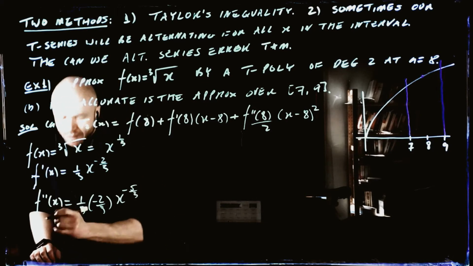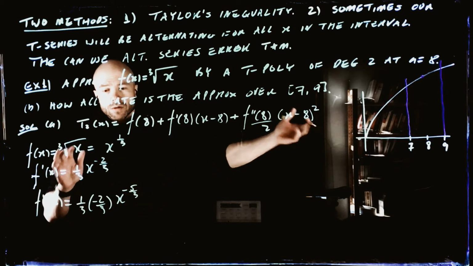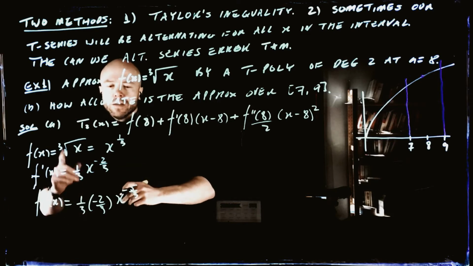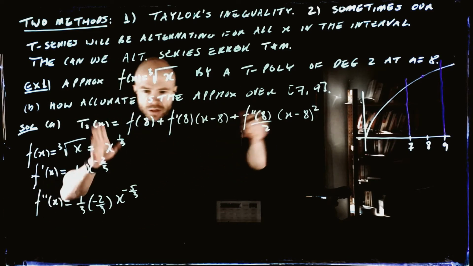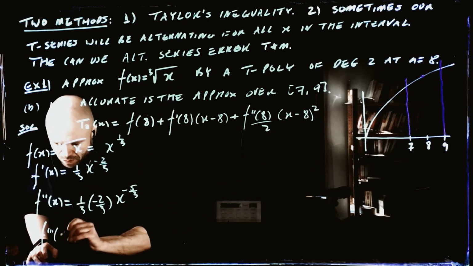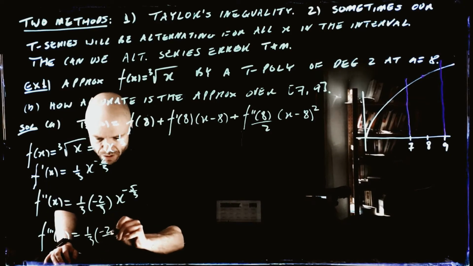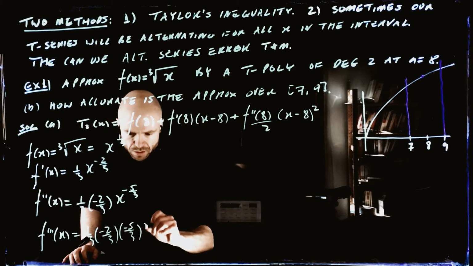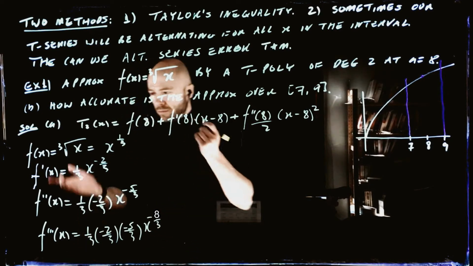And let's differentiate. So that's all we need, but let's differentiate it a third time because we're going to have to look at the structure, whether or not it's alternating, and if it's not alternating, we're going to need to calculate the third derivative to use Taylor's inequality. So we're going to take the third derivative as well. And then we're going to have 1 over 3 times minus 2 over 3 times minus 5 over 3, then x to the minus 8 over 3.